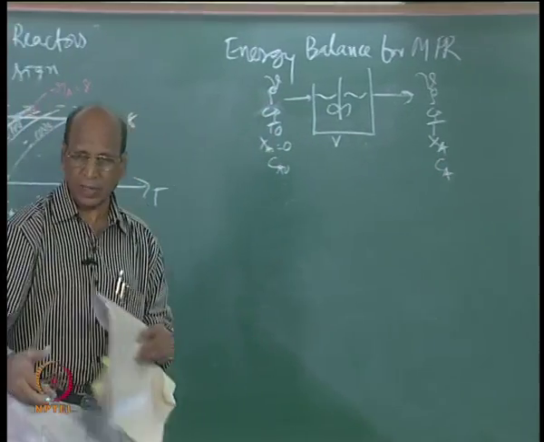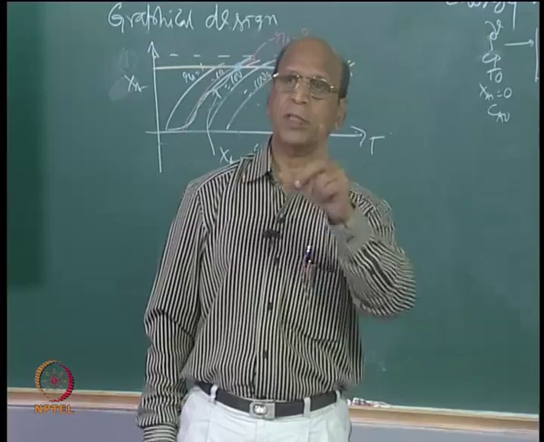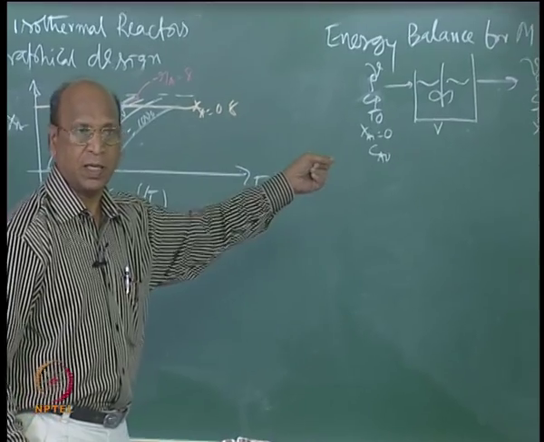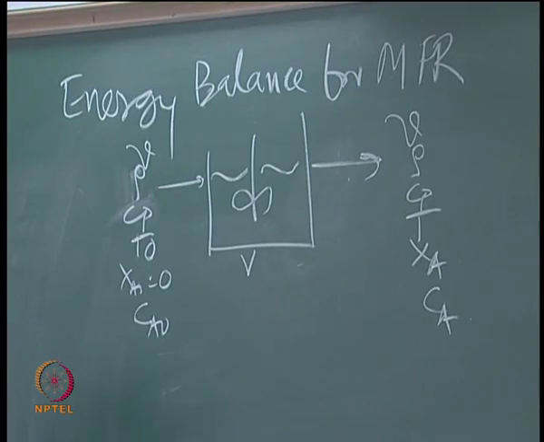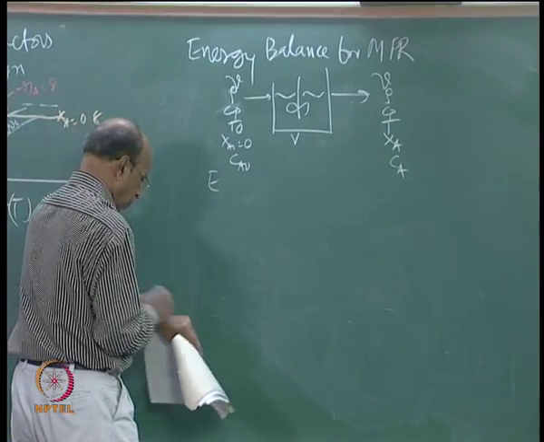If I want to write this equation, you can also write in terms of FA naught or FA. FA means molar flow rate. But now we are writing in terms of volumetric flow rate. V is the volumetric flow rate. Okay? Good. So now the energy balance, what is the time now?